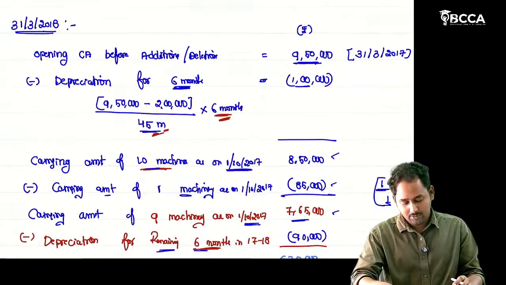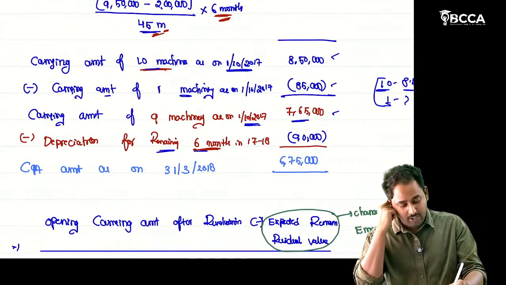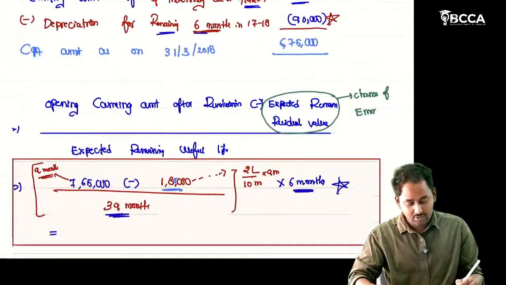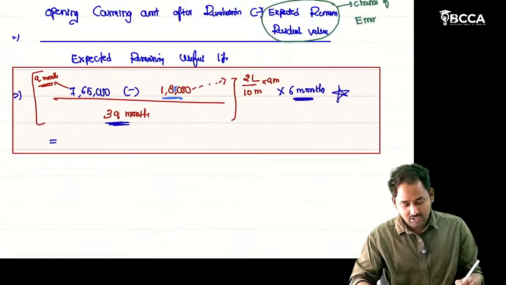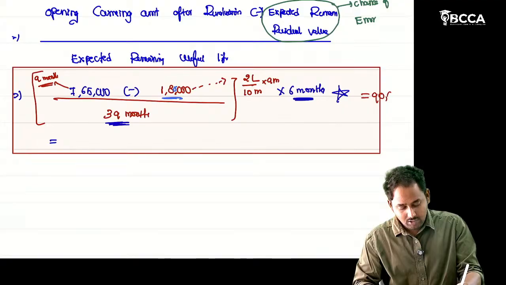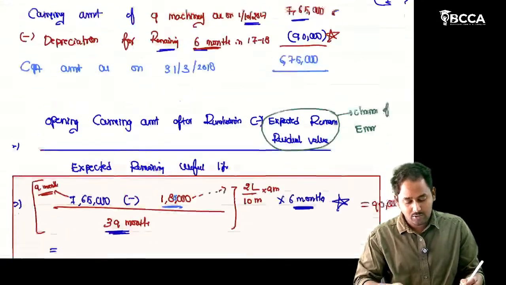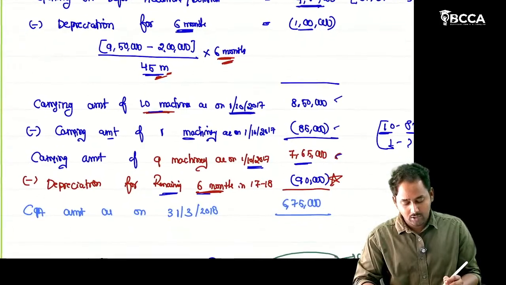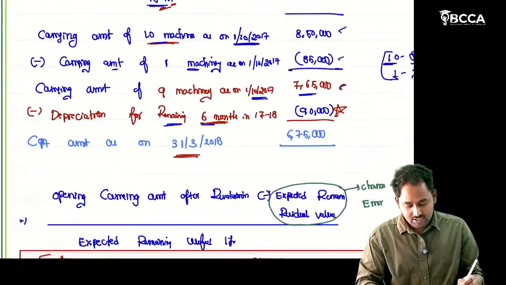Then what happened now? The carrying amount of the machines is 7,65,000. So depreciation for 6 months is 90,000. This 90,000 calculation is important. So I got the closing carrying amount. What is the closing carrying amount as on 31st/3/18? 6,75,000.